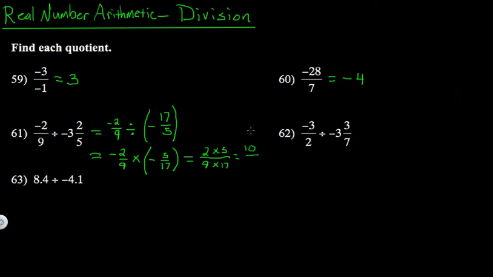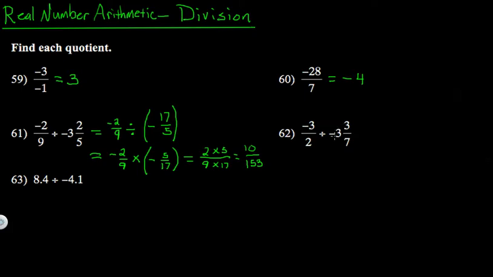And 9 times 17 is mental math. So that's 9 times 10 plus 9 times 7. 9 times 10 is 90. 9 times 7 is 63. So 63 plus 90 gives us 153. And that is our answer. 10/153. All right, another problem.